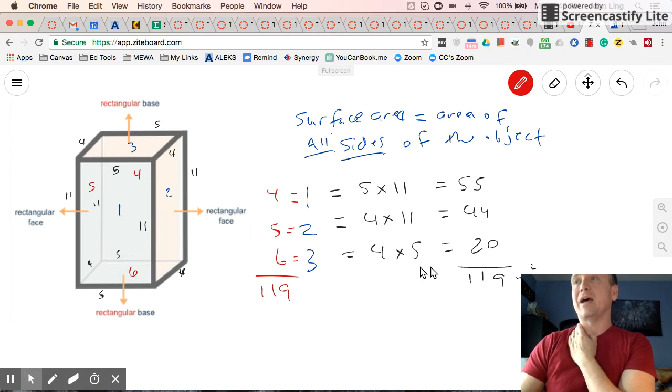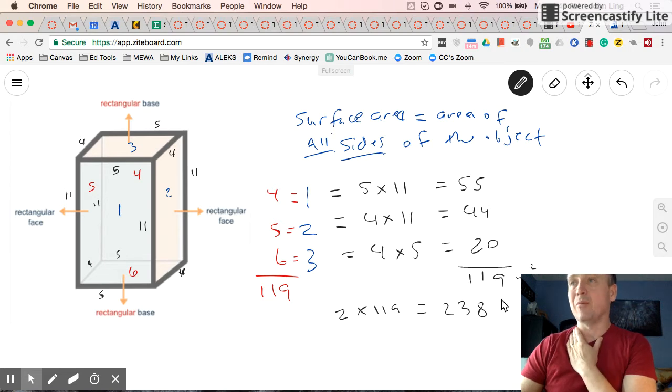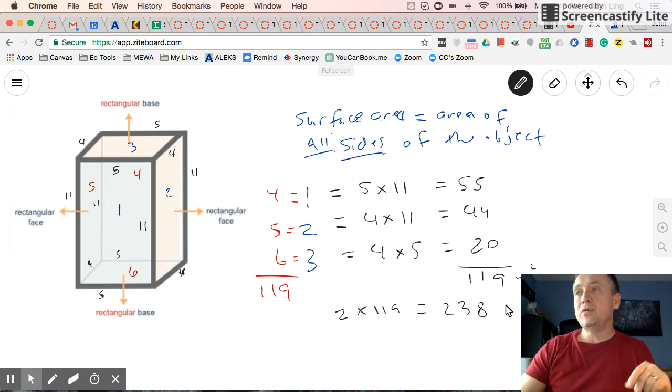So we basically have 119 plus 119, or we can say 2 times 119. Well, let's round 119 up by 1 to 120, and 120 and 120 is 240. But I have to take my 2 off, so it would be 238. I'm doing some mental math here too. We'll practice. So 238, that is our surface area.